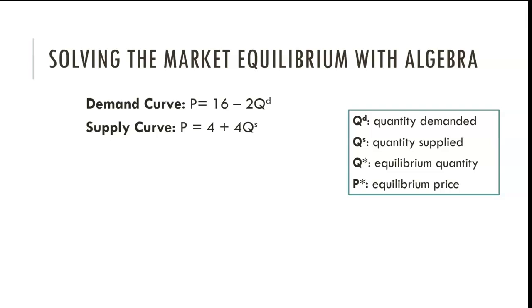So on the last slide, we saw that you can find the equilibrium by looking at the graph. You just find the point where supply and demand intersect with each other. We can also solve for the market equilibrium using algebra. For this, we're going to need two equations. First, we're going to need the demand curve equation. This is going to tell us that the slope of the line is going to be downward sloping.